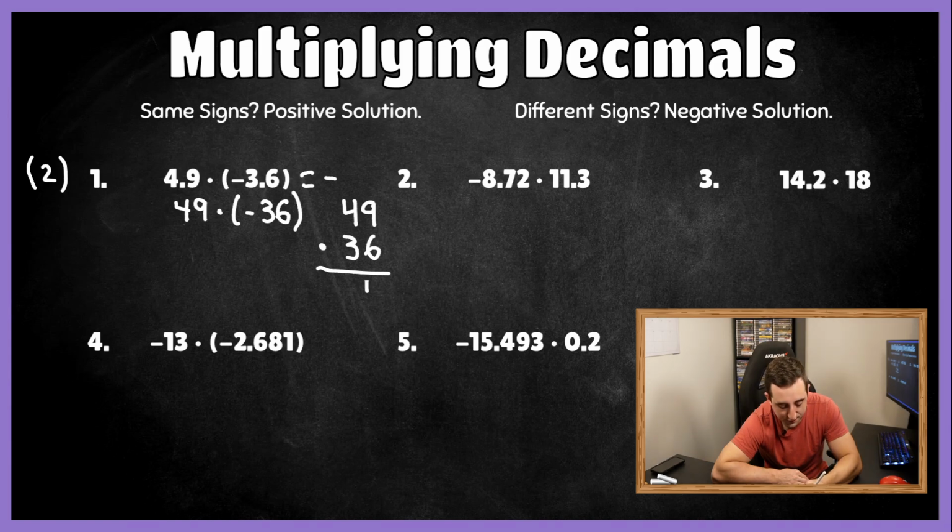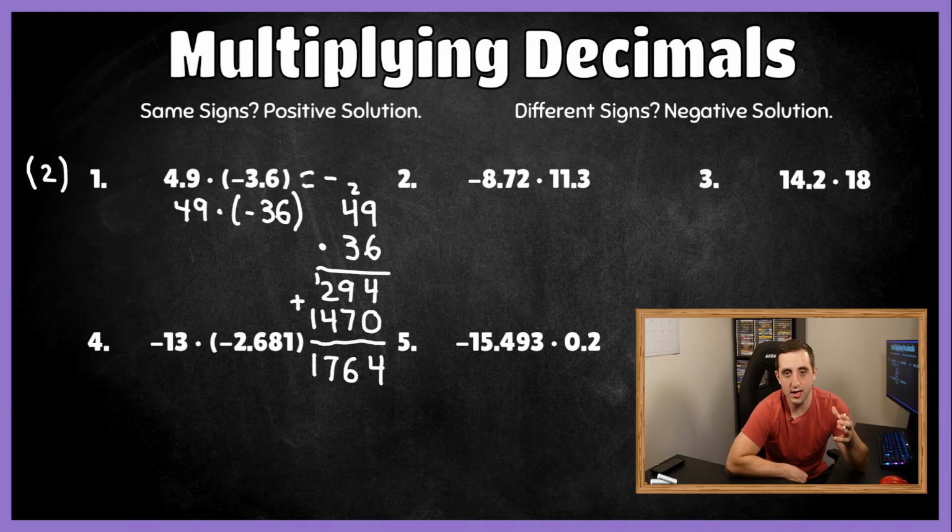6 times 9 is 54, carry our 5. 6 times 4 is 24, plus 5 gives us 29. When we move down to the next line, let's add a 0 first, and I'm just going to scratch out this 5, that way I don't accidentally use it again. 3 times 9 is 27, so carry the 2, and 3 times 4 is 12, plus 2 gives us 14, and now we can go ahead and add these together. So 4 plus 0 is 4, 9 plus 7 is 16, carry the 1, 4 plus 2 plus 1 gives us 7, and then finally 1 plus nothing gives us 1.